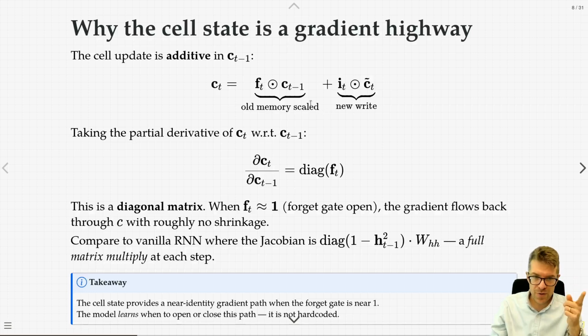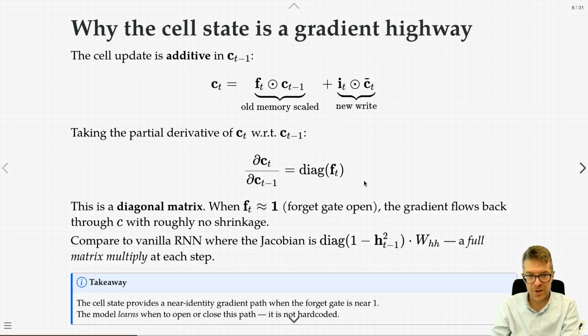If we take the partial derivative of C sub t with respect to the previous cell state, for reasons I'm skipping over right now, we get a diagonal matrix in F sub t. When F sub t is approximately 1, like a filter, the forget gate is open. The gradient flow will go back through C sub t with basically no shrinkage. If we're passing information forward in time along C, from time t minus 1 to t plus 1 and so on, and the forget gates are open all the time, then the gradient flowing back through the network is going to flow all the way through. And that's what this little equation tells us.